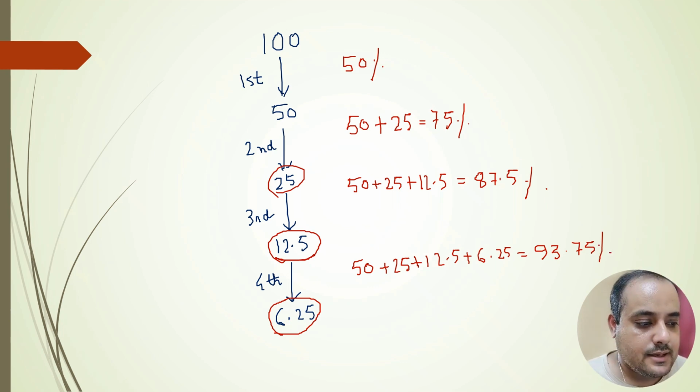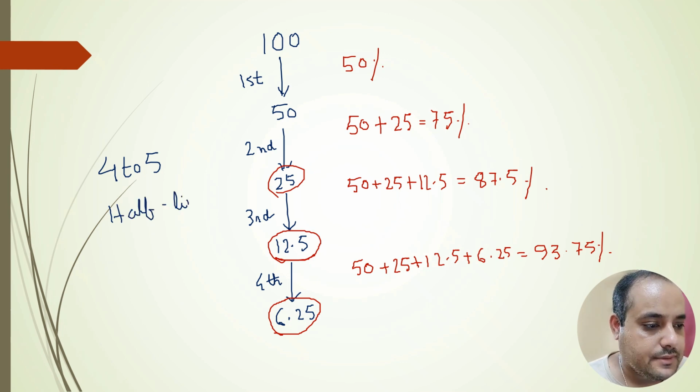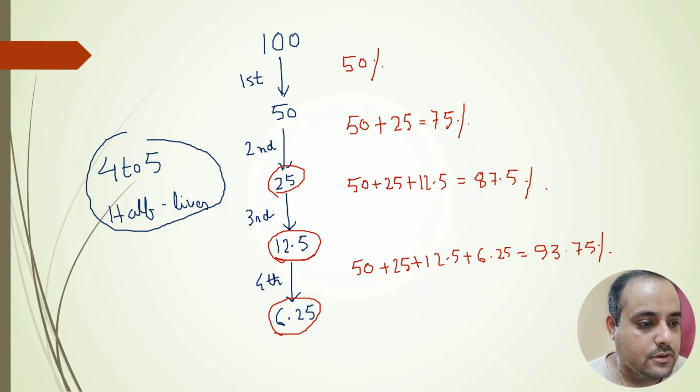So a drug is completely eliminated in 4 to 5 half lives. This is a very, very important concept for you to remember.